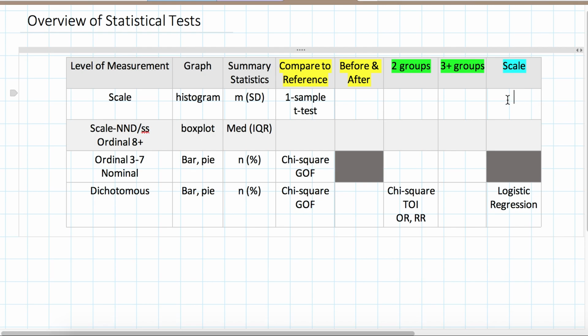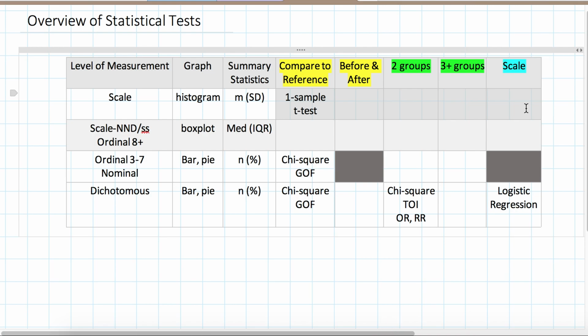And in many ways, all of these tests along this top row, the one sample t-test and all of the other ones that I'm going to be introducing to you, are all the same test. They are all a linear regression. They're just dressed up in a different name.